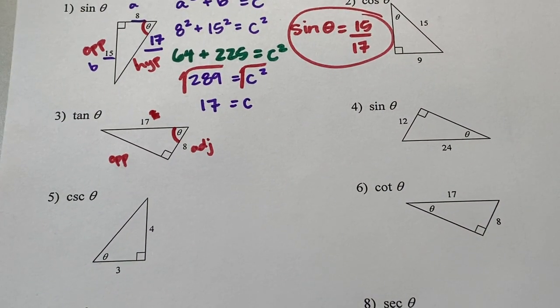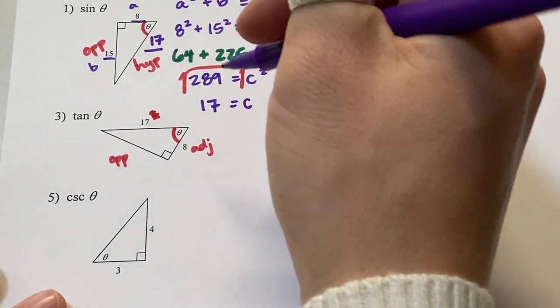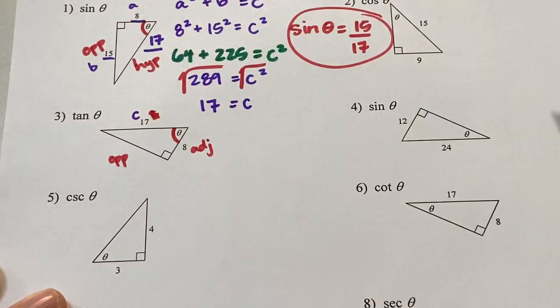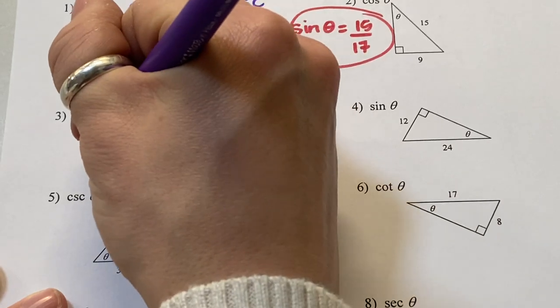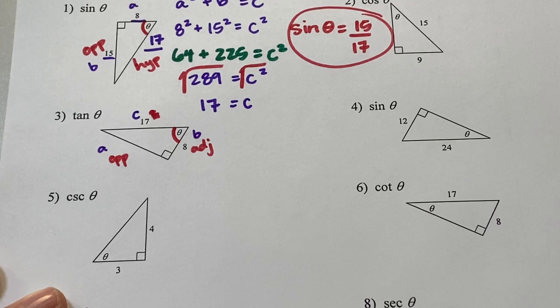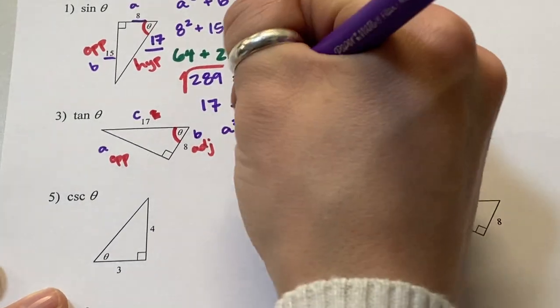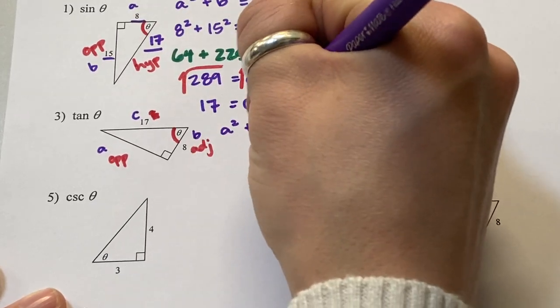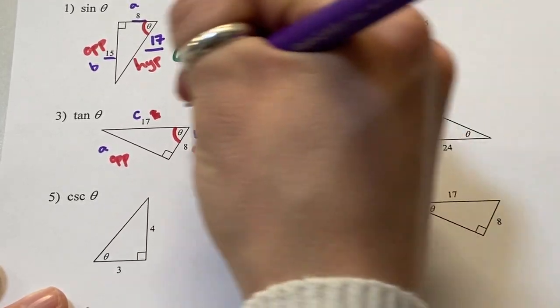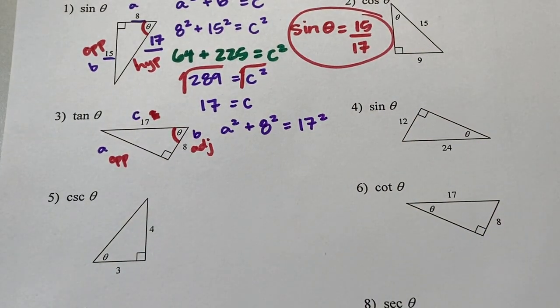How am I going to find that missing side? What am I using? Pythagorean theorem. Here we go. This time 17 is my C. That's across from the hypotenuse. We'll go ahead and say that A is missing. Why not? And 8 can be our B. So we have A squared, which we don't know. It'll stay A. B squared, we labeled as 8. So A squared plus 8 squared equals 17 squared. Boom. A squared plus B squared equals C squared. Finding that missing side.